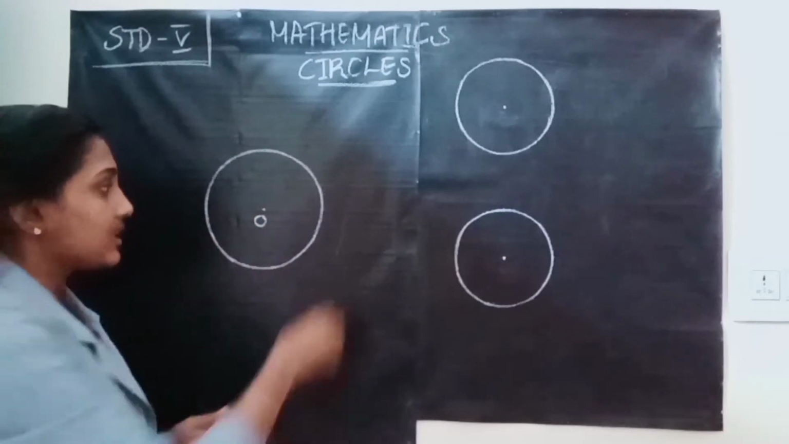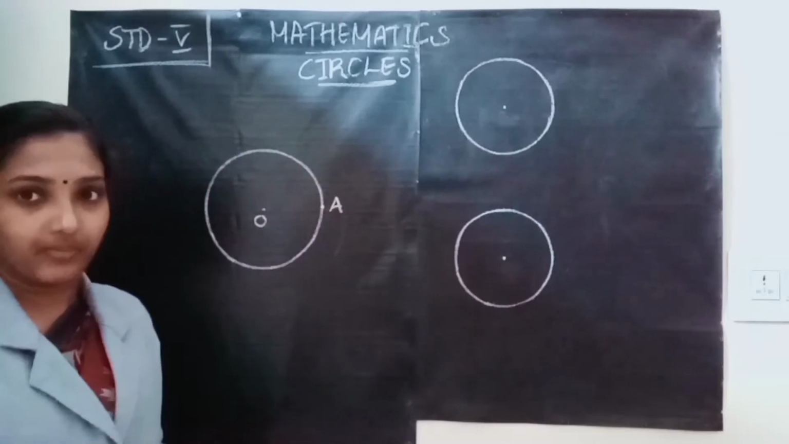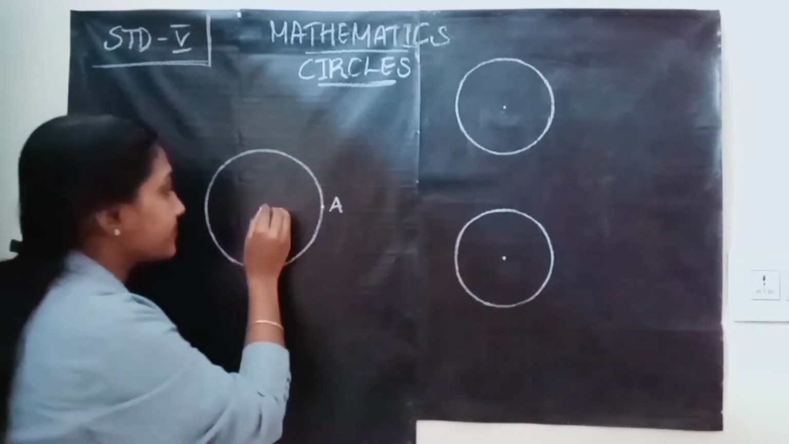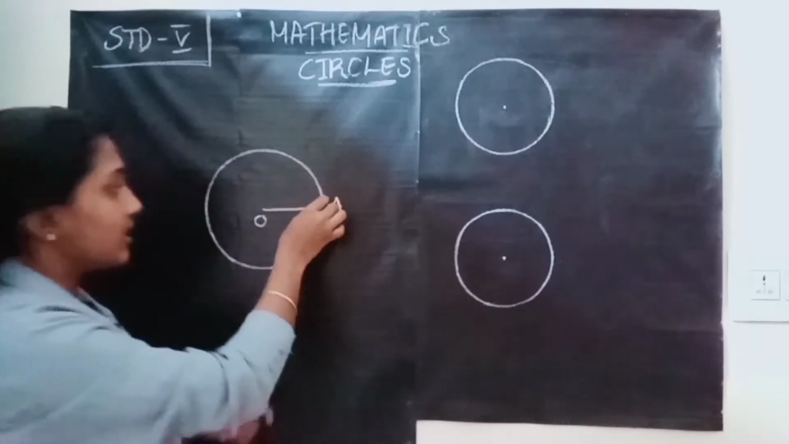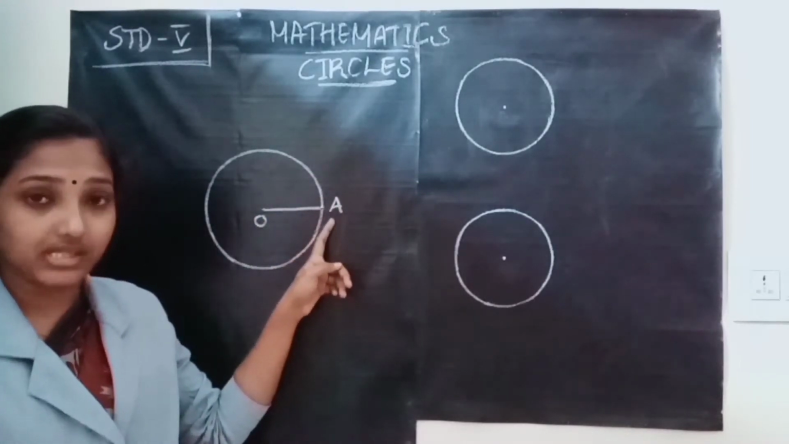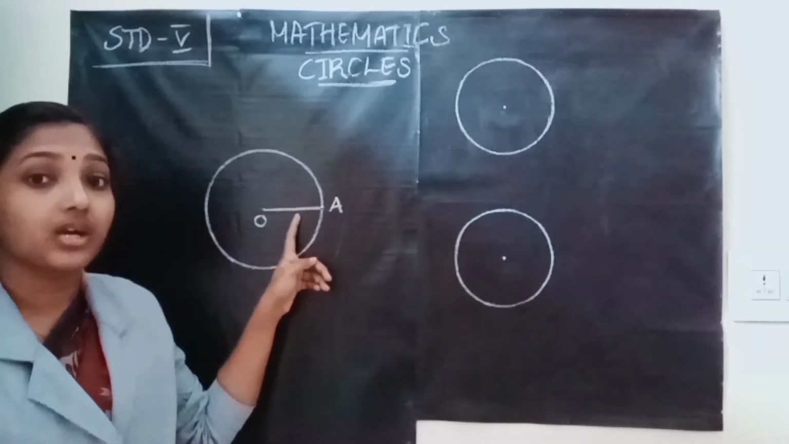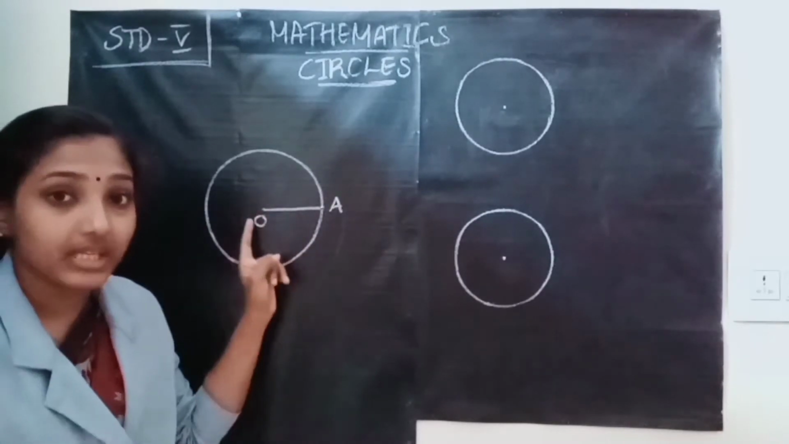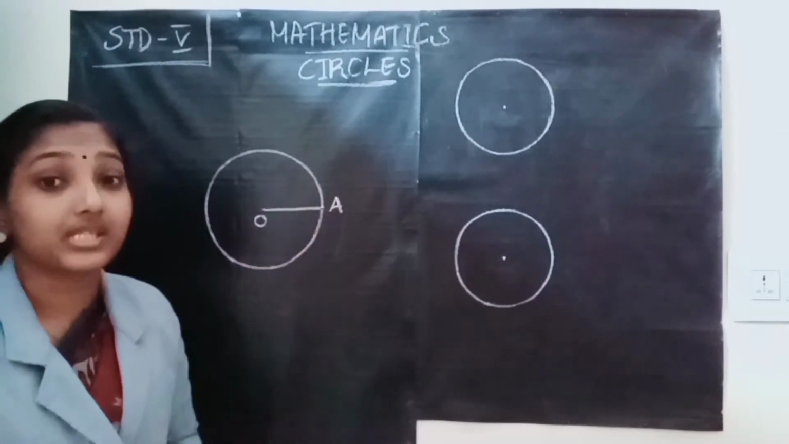Okay, and I'm taking a point which is on the circle. Let it be point A. Now I'm going to draw a line segment joining O and A, joining the center of the circle and a point on the circle, and this line segment is known as the radius of the circle. The line segment joining the center of the circle and a point on the circle is called its radius.